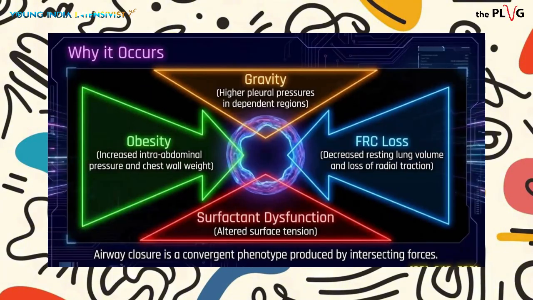Now, why does this occur? It occurs because of problems with surfactant dysfunction, which we know occurs in ARDS. There is FRC loss. We know there's baby lung, and there's decreased resting lung volume and loss of radial traction. There's gravity, high pleural pressures in dependent regions, and obesity. So all these factors lead to this particular airway closure, and it is still under study.